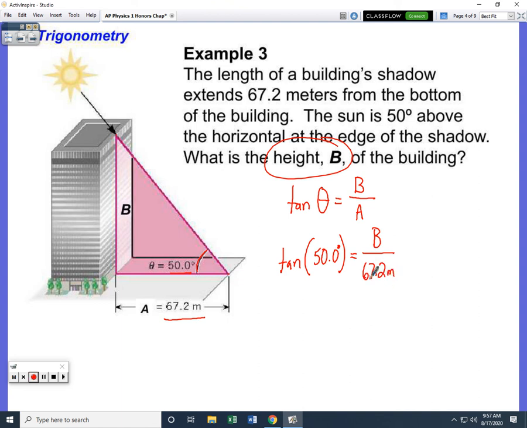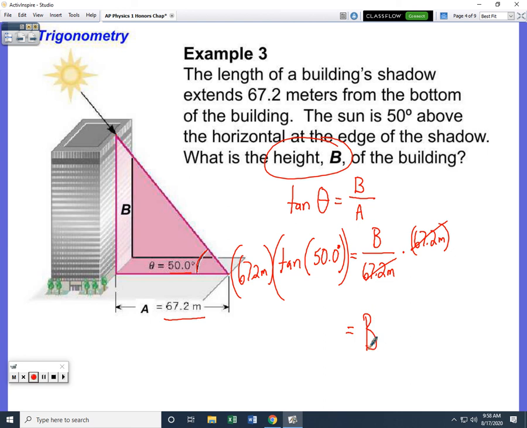Once I have this set up, it's really just an algebra problem. So I would try to solve for B. I would multiply by that 67.2 meters on both sides. That would cancel it out over here. That would take this quantity and multiply it by the 67.2 meters. And then I just have to multiply that out to figure out what B is.